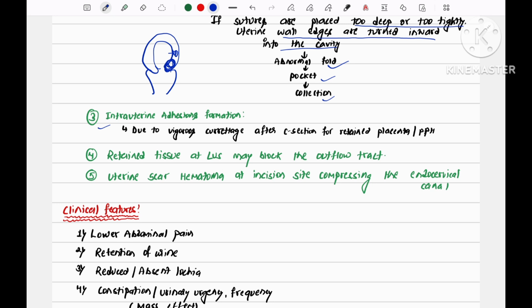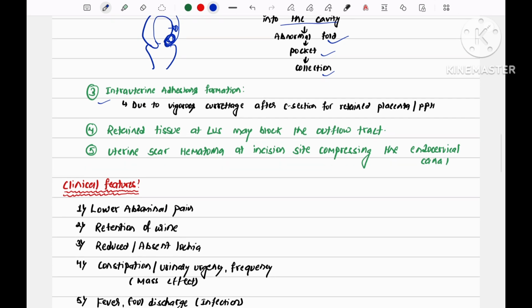Okay, so during that time, either manual removal of the placenta is done, or vigorous curettage is done, and during the vigorous curettage there can be formation of intrauterine adhesions, so that can also lead to hematometra. Also there can be retained tissue at the lower uterine segment that may block the outflow tract. So this one is also a cause of hematometra.